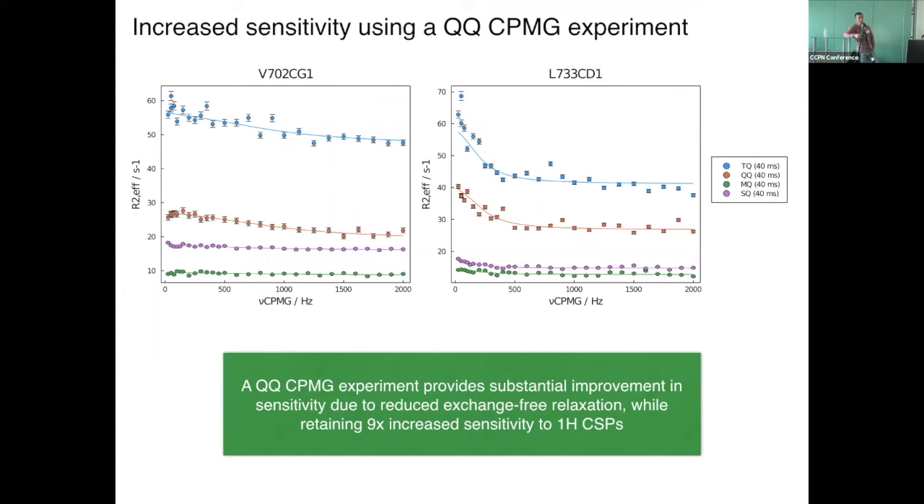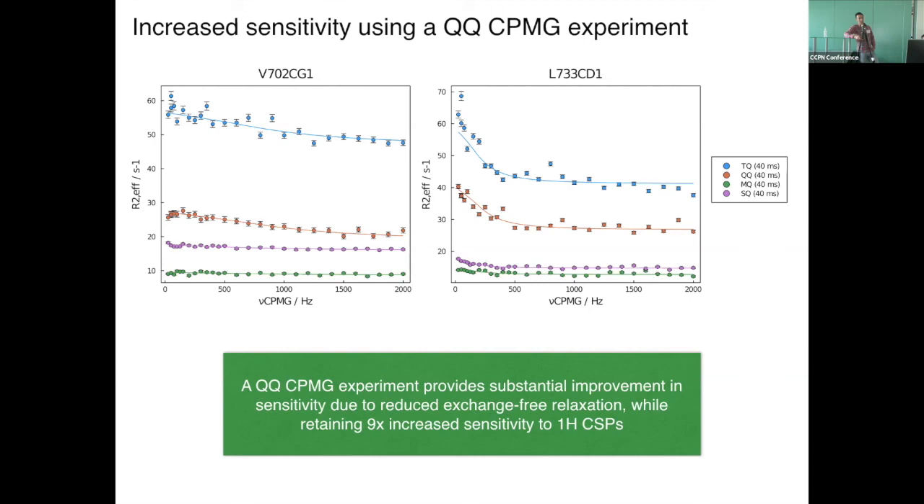The quadruple quantum CPMG is shown here in red. The triple quantum experiment is shown in blue. You can see that essentially the dispersion profiles are the same between the two. There are some small differences because the quadruple is also sensitive to the carbon shift change. In these two residues, the carbon shift change is quite small.